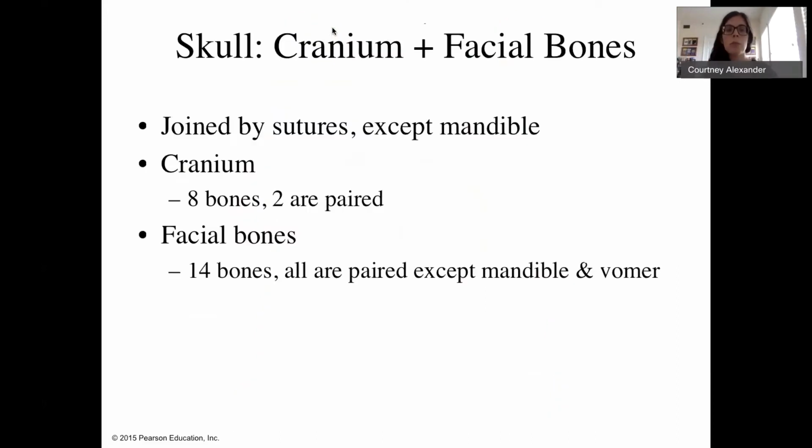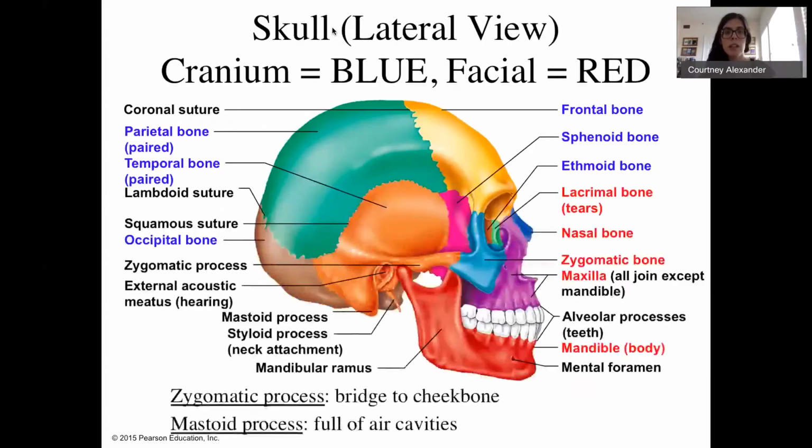So your skull is made of the cranium and your facial bones, and they're joined together by sutures, except for your mandible, which is your jawbone. Your cranium has 8 bones, 2 of which are paired, and your facial bones are made of 14 bones, all of which are paired except for 2 of them, your mandible and your vomer. Now, this might be a little overwhelming, but let's break it down here.